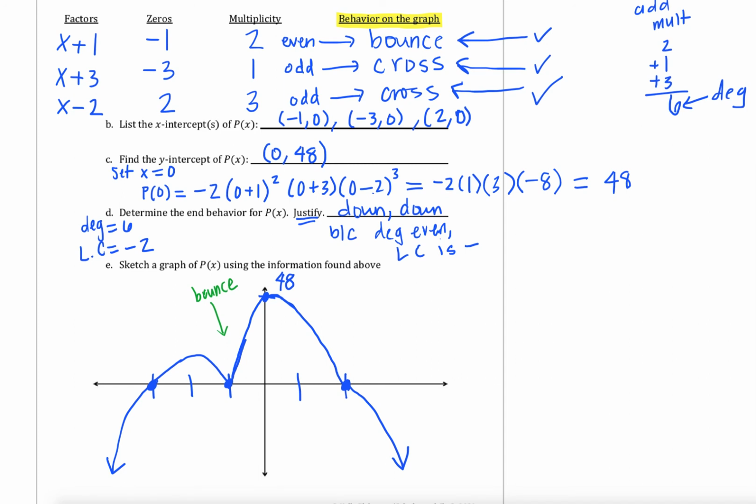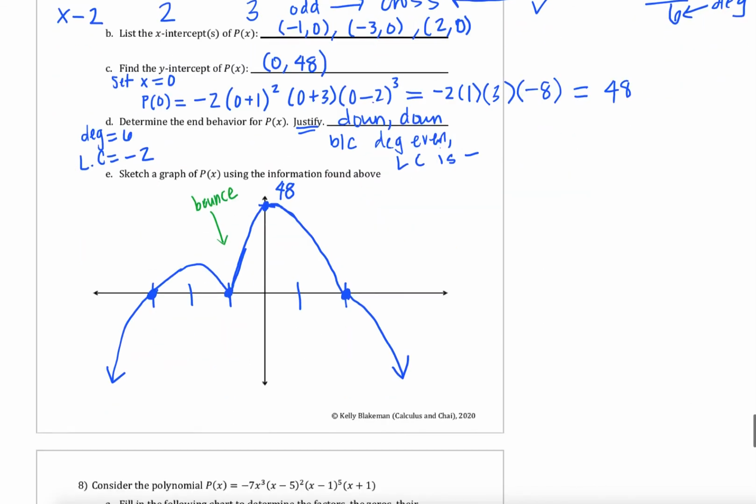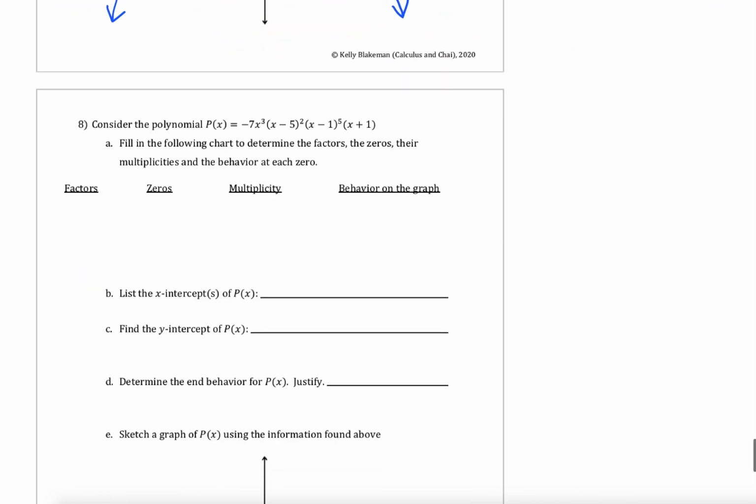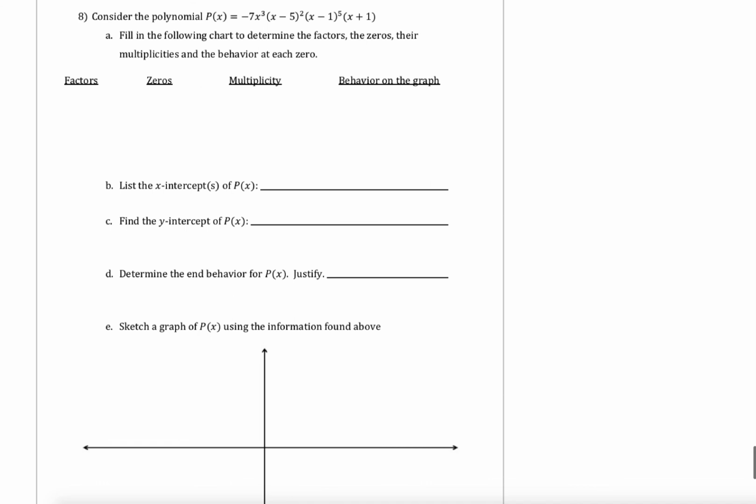Now there's one more example that's in your notes. It's example 8 that I'm going to scroll down to here. I want you guys to try example 8 completely on your own, and then we're going to use this as a warm-up and check this together at the start of class tomorrow.